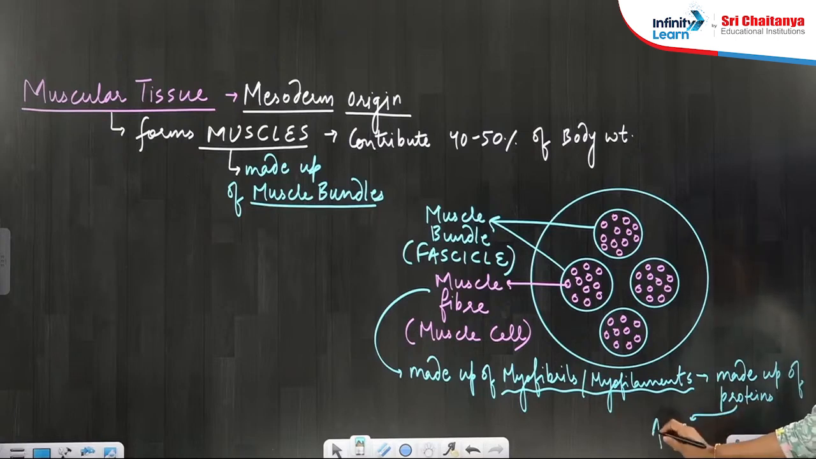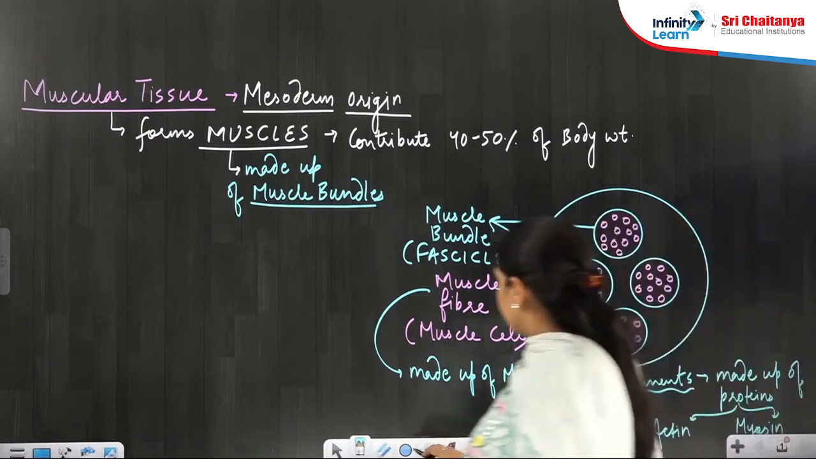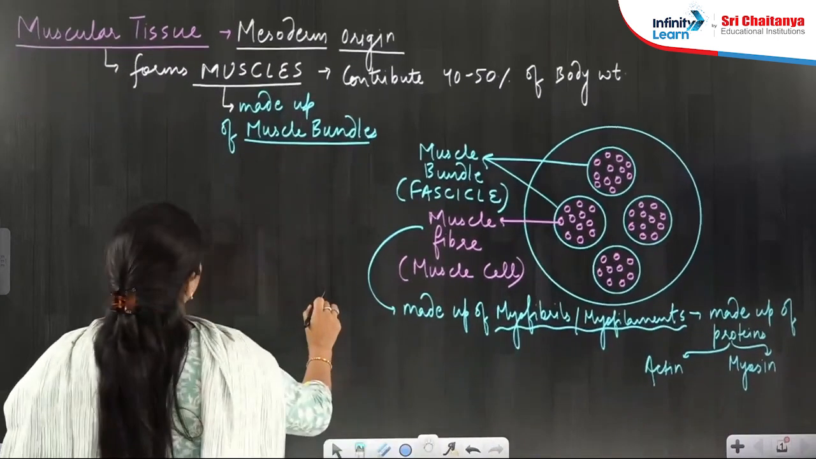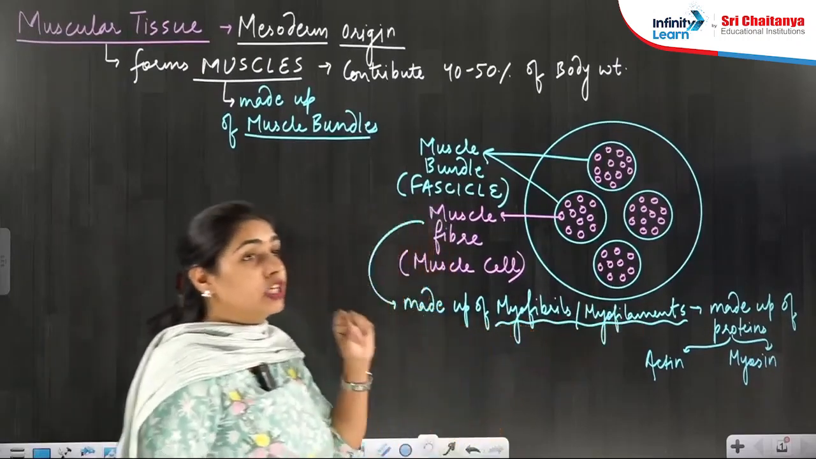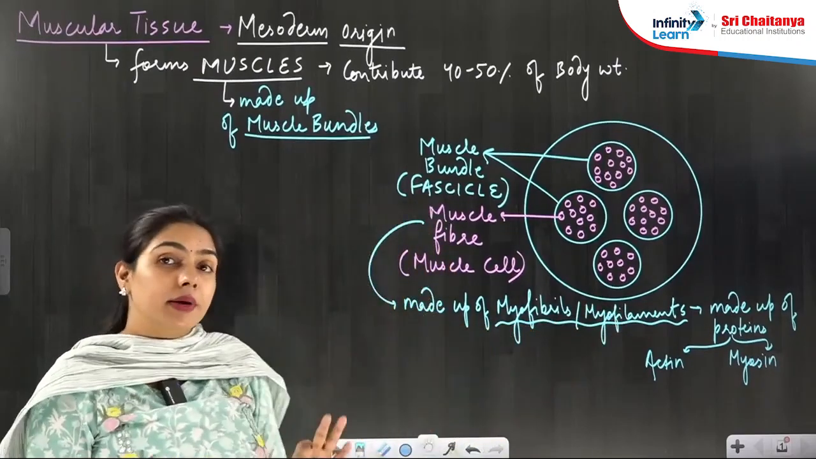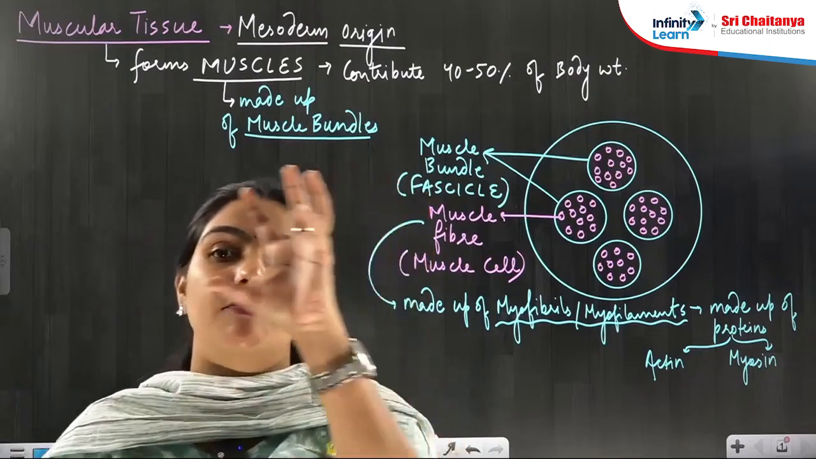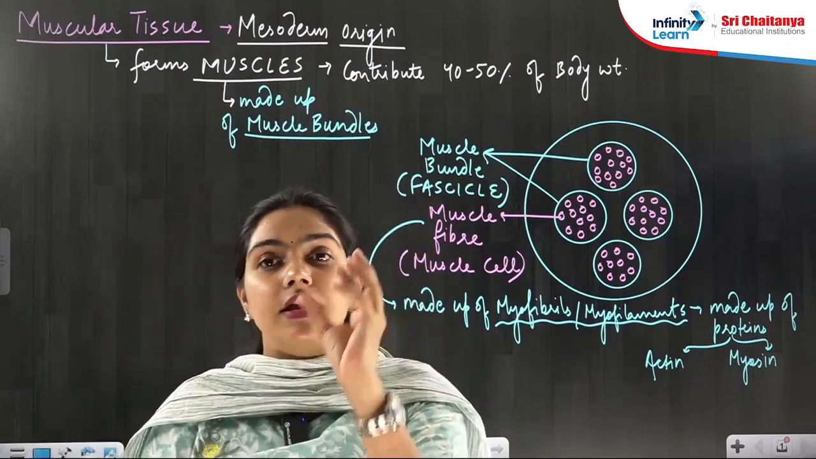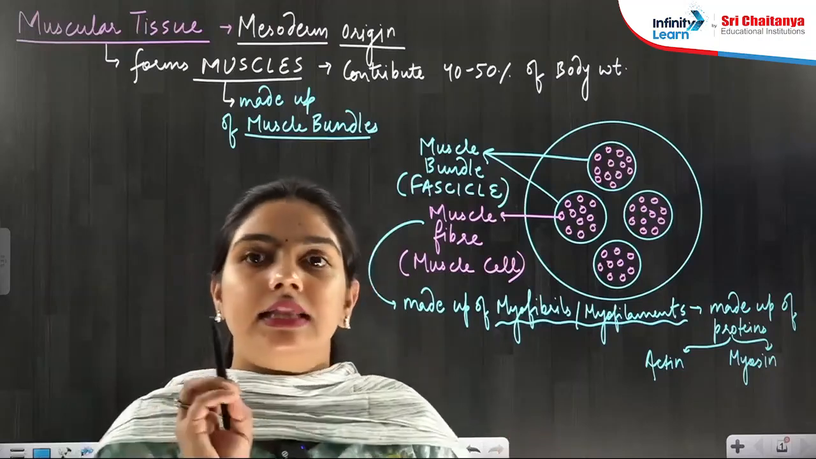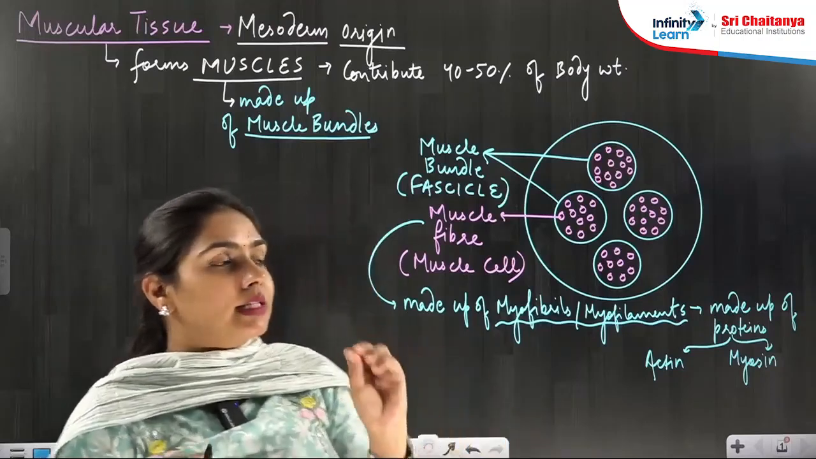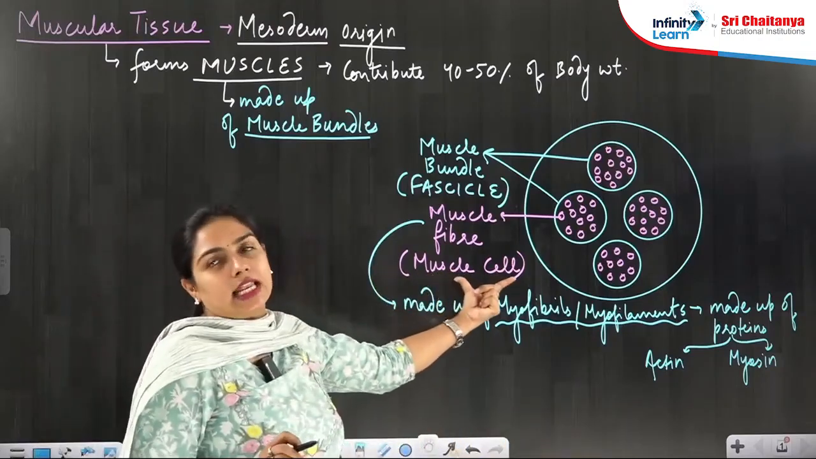One is actin and another is myosin. Two proteins are there which are making the myofilaments or myofibrils. So here you have to remember, muscle is made up of muscle bundles, and every muscle bundle has many muscle fibers. That's it. This much you can remember. So muscle fiber is a muscle cell.